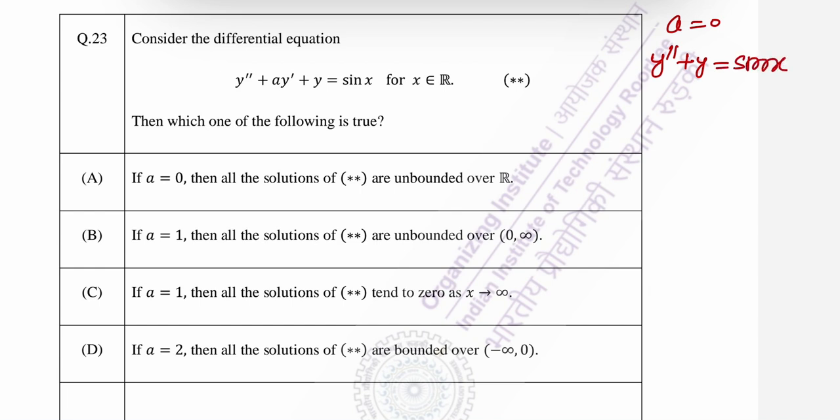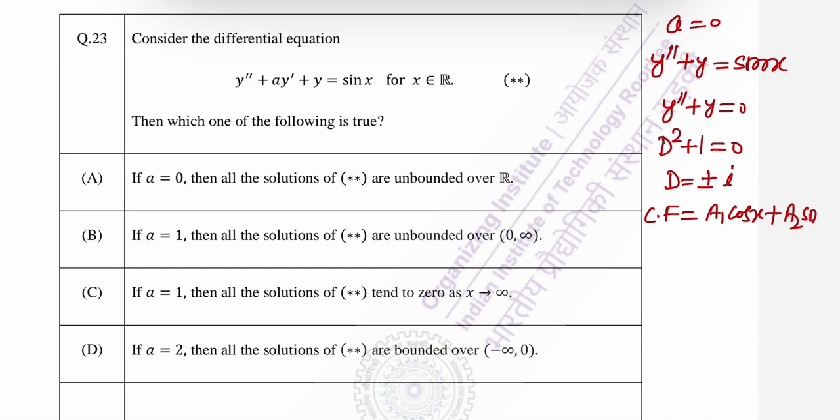Let us find the CF and PI for this differential equation. For the CF we take this thing equal to 0, and from here D square plus 1 equals 0, and here D comes out to be plus minus iota, and so our CF will be a1 cos x plus a2 sin x.